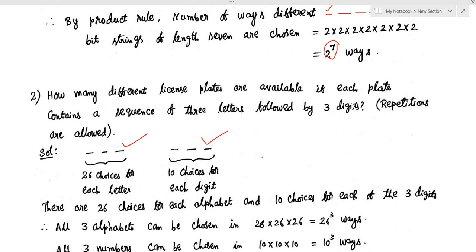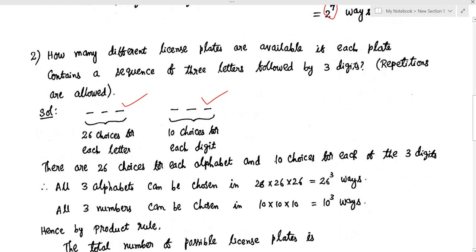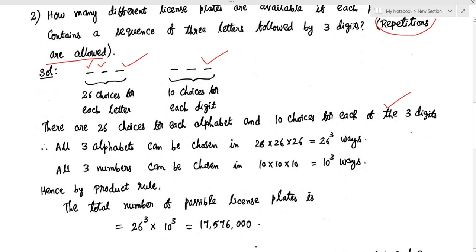Sir, how will it be 10? We have to start from 0. 0, 1, 2, and so on up to 9. So 10 choices are for digits and 26 choices are given for letters. Remember, here it is clearly mentioned repetitions are allowed. Repetitions are allowed, which means a number which occurs in the first place can repeat in the second place also. That is the actual meaning. So there are 26 choices for each alphabet and 10 choices for the 3 digits.